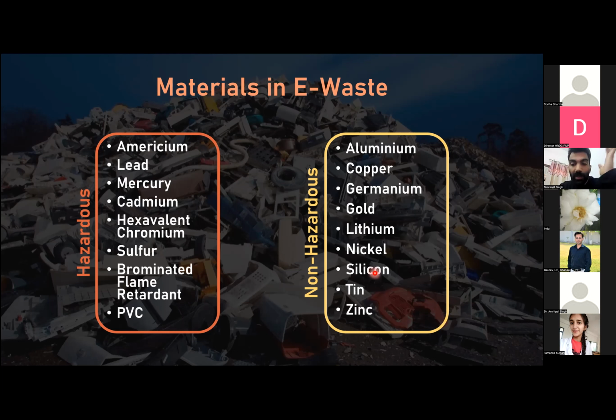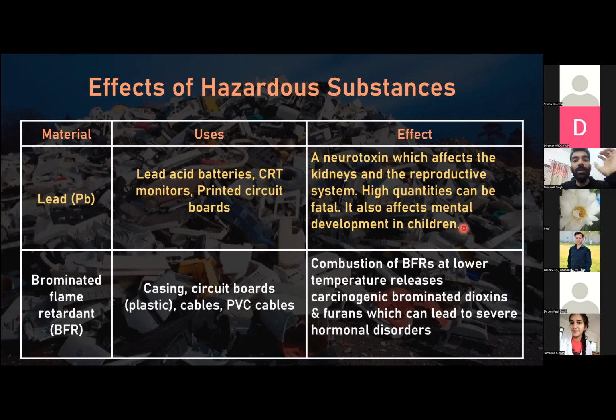These are also dangerous, but not as much as compared to the hazardous ones. So I'm just going to discuss a few of them which are more important. I'm not going to touch upon all of them because that would take a lot of time and time was short. So lead, as you already know: lead acid batteries, rechargeable batteries, CRT monitors, printed circuit boards.